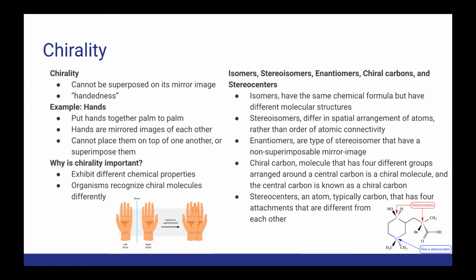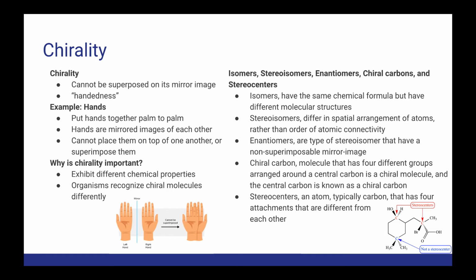So now we will be discussing chirality. A molecule or ion is called chiral if it cannot be superimposed on its mirror image by any combination of rotations or translations. For example, if we put our hands together palm to palm, we can see that our hands are mirror images of each other. However, if we try to place our hands on top of one another, or superimpose them, we see that they do not match. So this means that our hands are chiral.